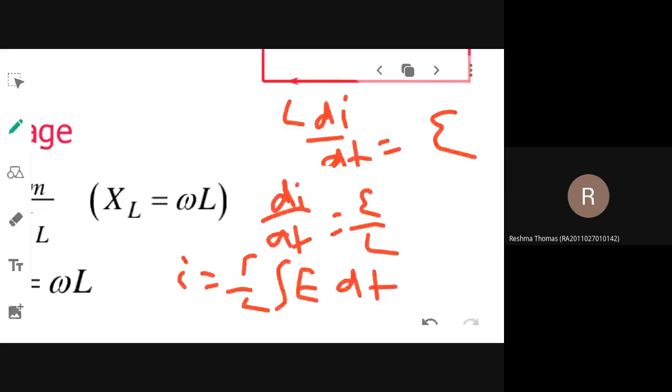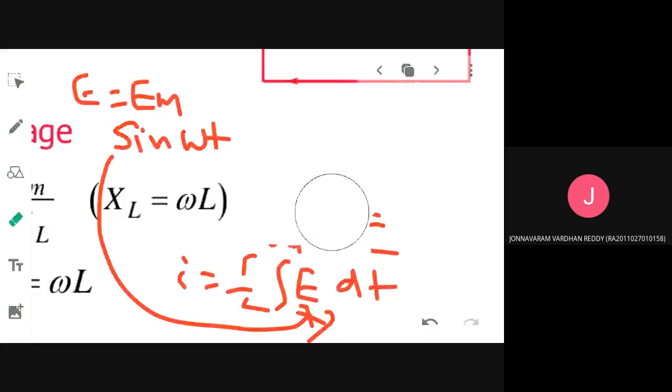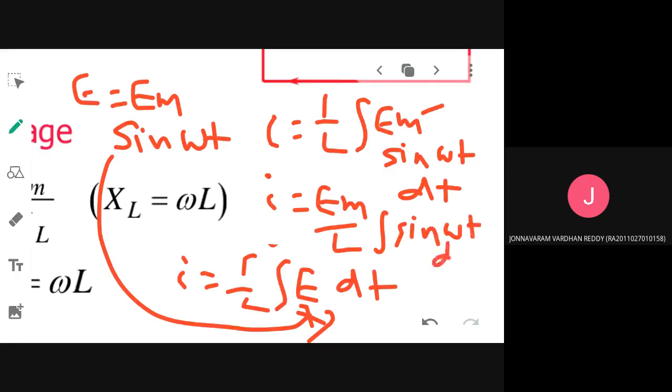Now you know what E is. E is the input voltage, so E should be substituted as EM sin omega t. You do the substitution in place of E. Then I becomes equal to 1 by L into the integral of EM sin omega t dt. EM is a constant, so we can take it out. So EM divided by L, into the integral of sin omega t dt.